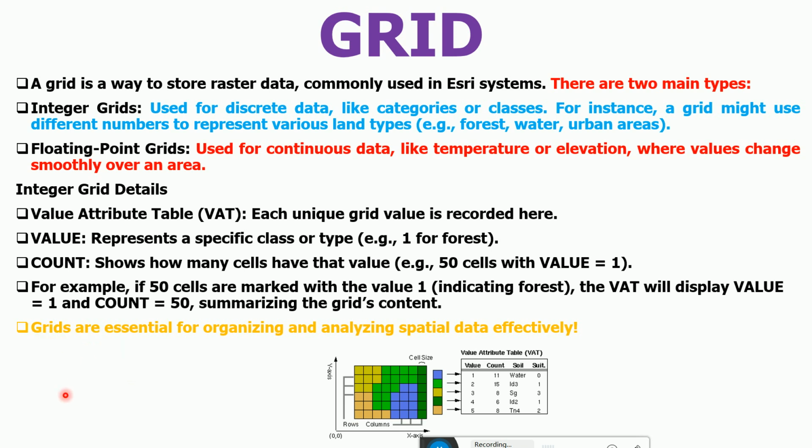Let's see. Suppose that this is 1, 2, 3, 4, 5, and all is the water body. Okay, all is the water body. So it's represented by the value 1, and 1 represents the water body. But how many count for this one? This is 1, 2, 3, 4, 5. The count is 5. So this is the counter.